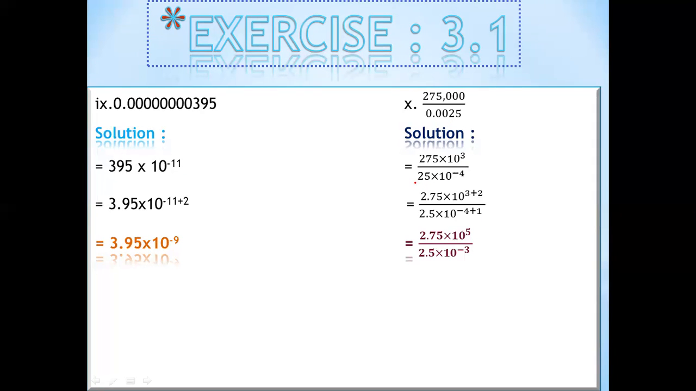Come to the denominator. After the decimal there are 4 digits, so the power of 10 will become minus 4. 25 multiply 10 raised to the power minus 4. We put the decimal after 2. 2.5 multiply 10 raised to the power minus 4 plus 1, which is 2.5 multiply 10 raised to the power minus 3.